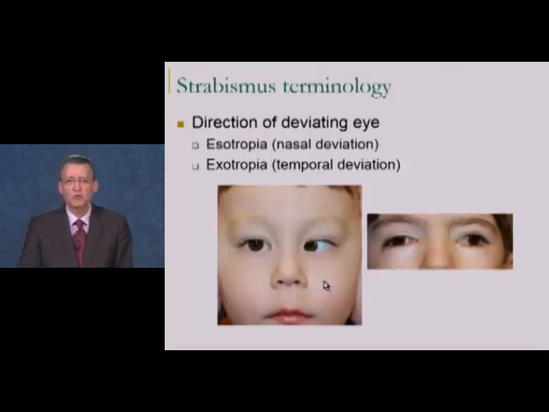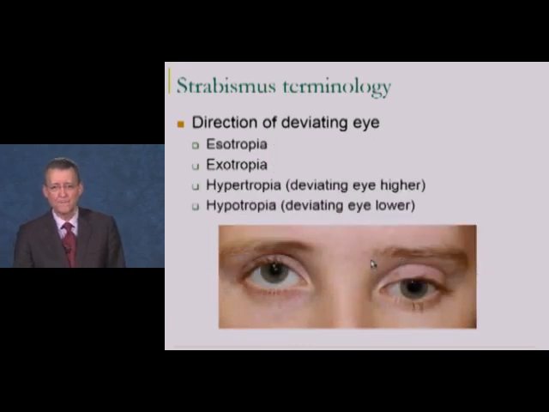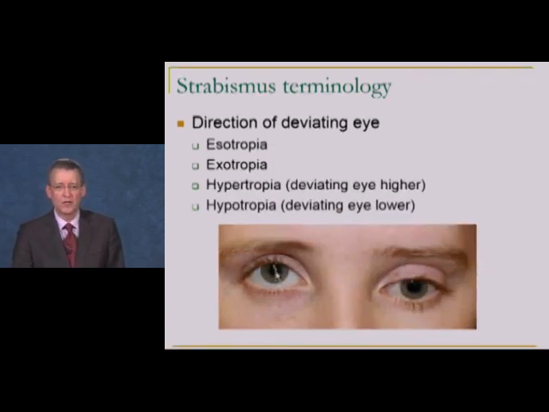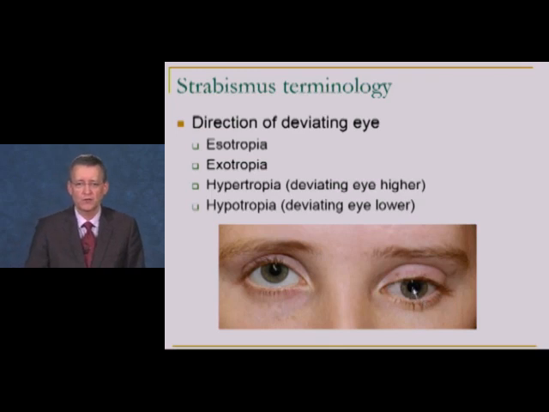So let's go through some terminology. The direction of the deviating eye, if it's turning in, a nasal deviation, that's esotropia. If it's going out, that's exotropia, temporal deviation. And then vertical, you can have hypertropia if the eye is higher, or hypotropia if the eye is lower.